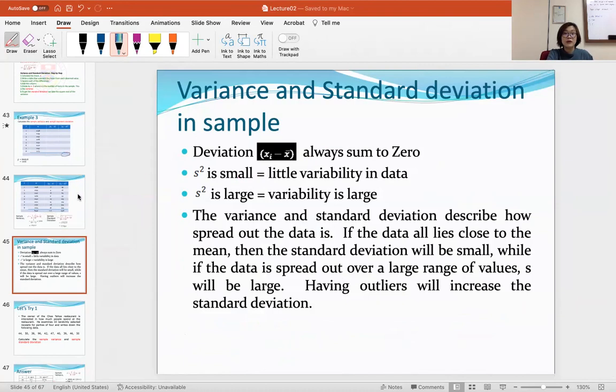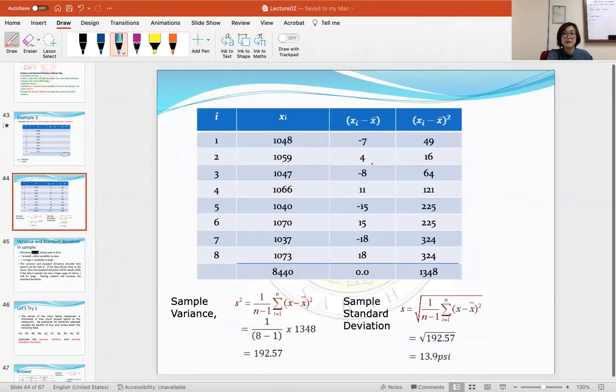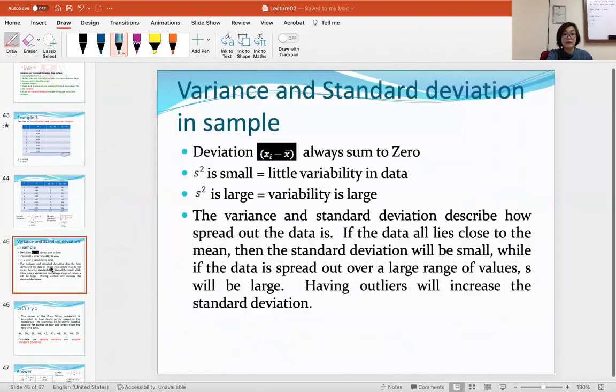Okay, for the deviation, if you sum this up, it's always equal to 0, which is correct for the first one. If the variance is small, it means you have little variability in the data. Whereas if the variance is large, the variability is large, so your sample is very spread around. The variance and standard deviation describe how spread out the data is.